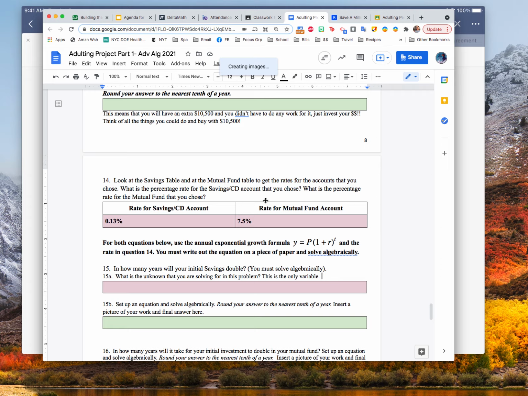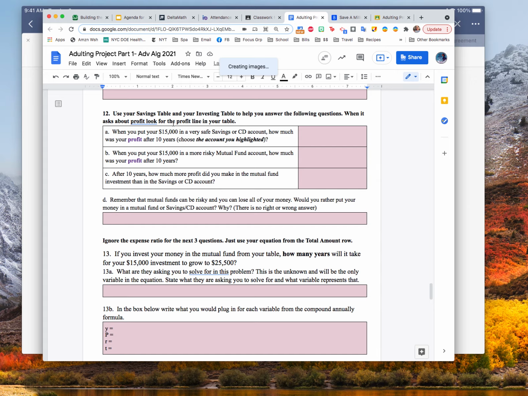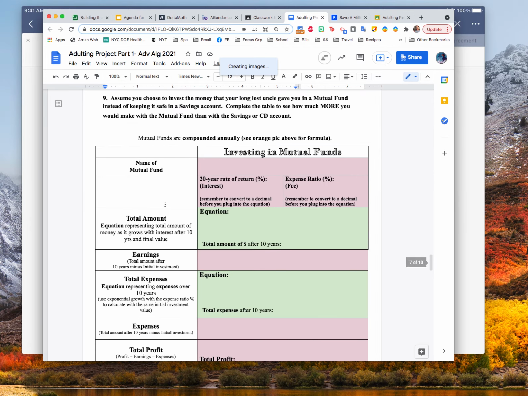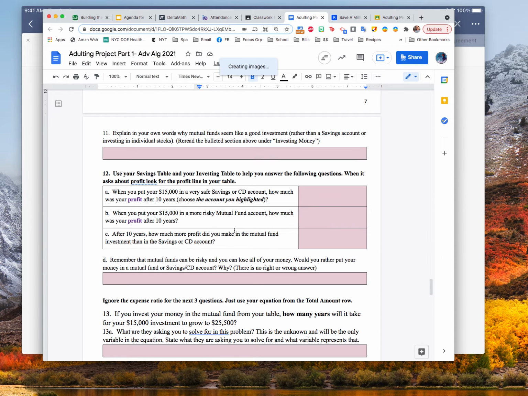Here are some suggestions. So for question 12, all you have to do is go back into your tables and just rewrite what you wrote for the profit after 10 years. Go to the savings table, then go to the mutual fund table and write what your profit was after 10 years. And that's in the table. See where it says profit? Whatever the answer was, that's all you have to put there.